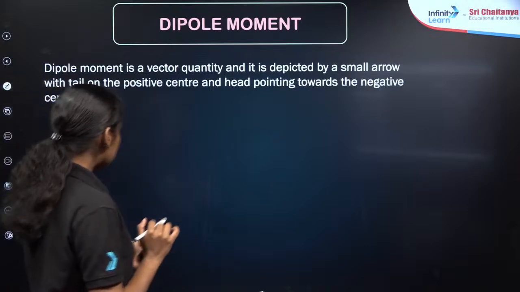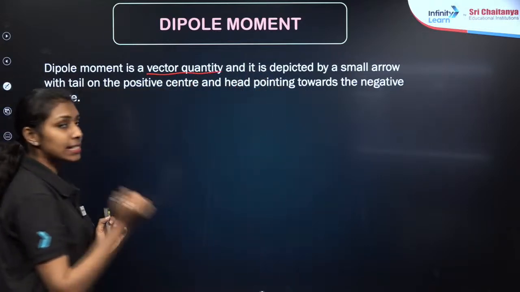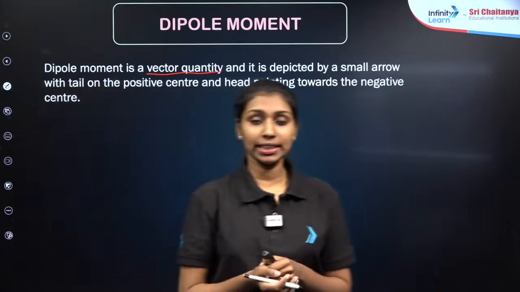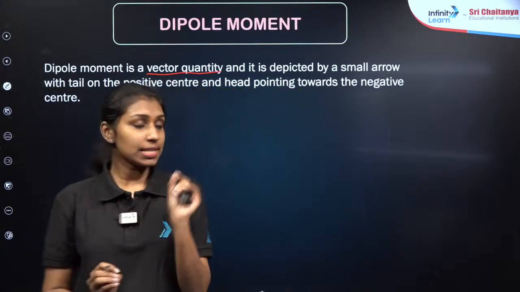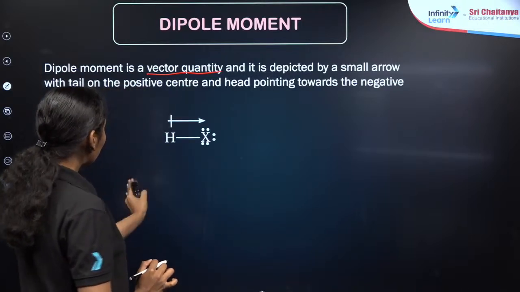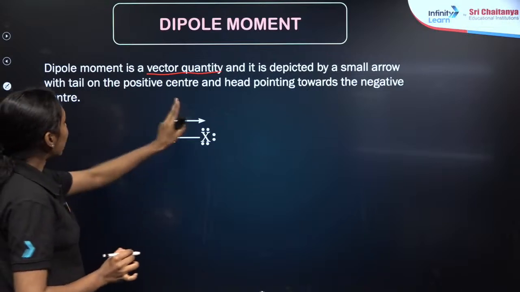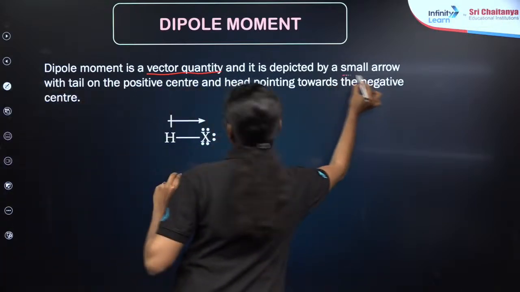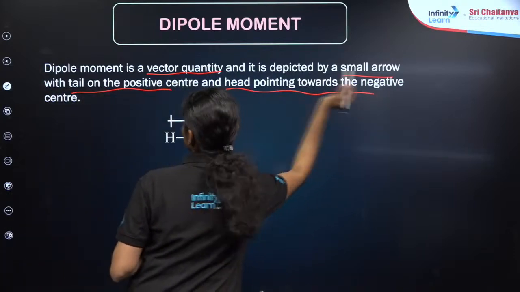Now, dipole moment is a vector quantity. I think you have already studied vector and scalar quantities in your physics classes. A vector quantity has magnitude as well as direction. So in the case of dipole moment, we can represent this vector quantity as a headed arrow, a small arrow with the tail on the positive center and the head pointing towards the negative center.